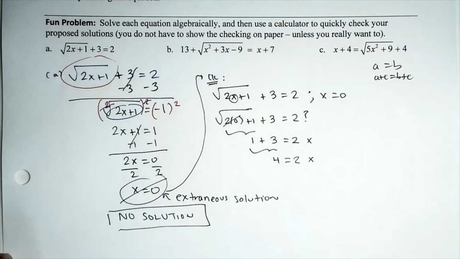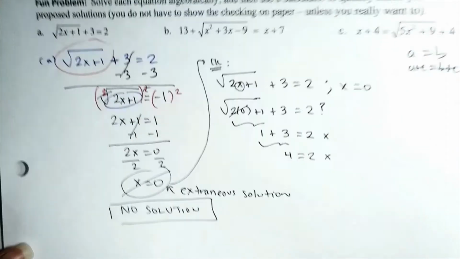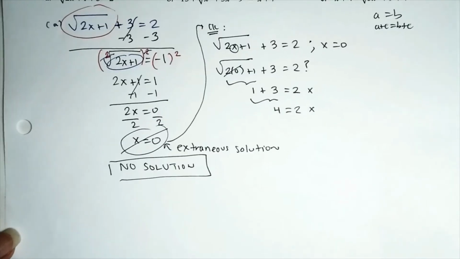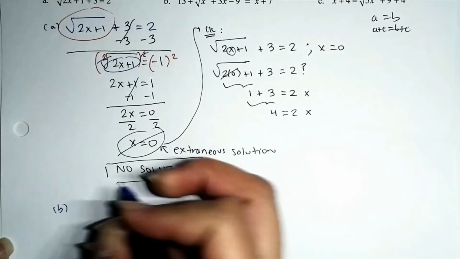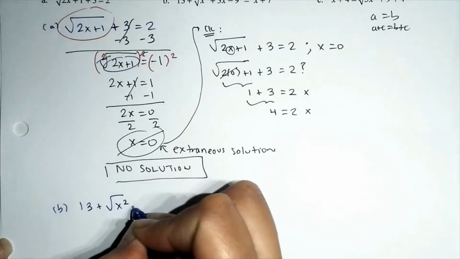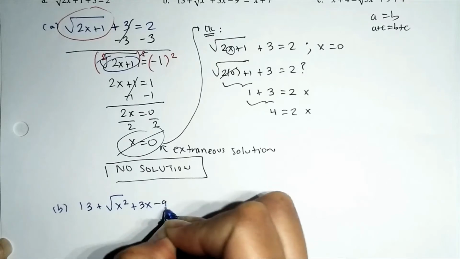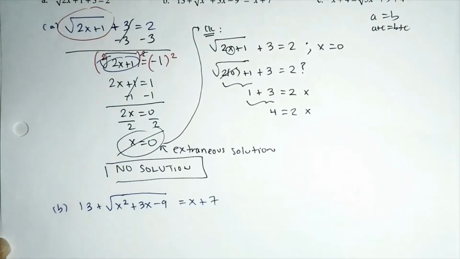Okay, so that's it. For the remaining problems, we are going to continue to do the same thing, solve it using the same strategy, but for our checking, we will use our calculator. Okay, cool. All right, problem B. Let's go ahead, knock it out. Problem B, we have 13 plus the square root of this beauty, x squared plus 3x minus 9, and that equals x plus 7. Fantastic.